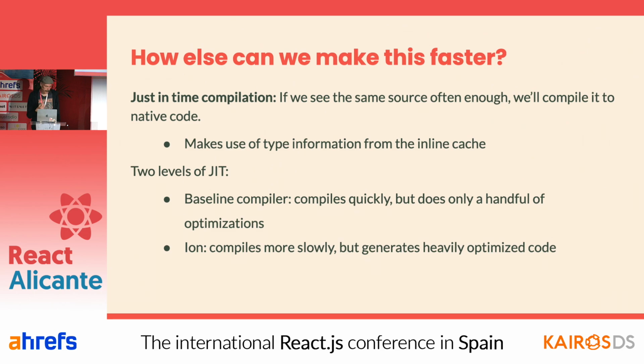This depends upon the engine, but in SpiderMonkey we have two levels of just-in-time compilers. We have what's called the baseline compiler, which compiles quickly, but is only going to do a handful of optimizations. And we have Ion, which is our optimizing compiler. So it's slower, but it generates more heavily optimized code. That's more or less a trade-off between how much time we want to spend compiling code and how often we expect to be able to run it once it's done.